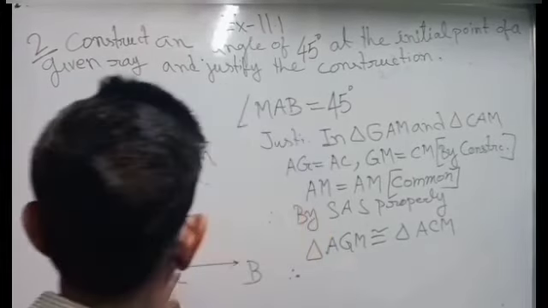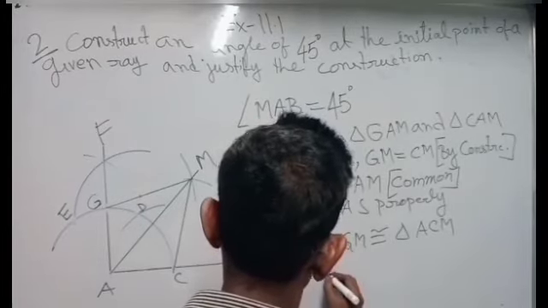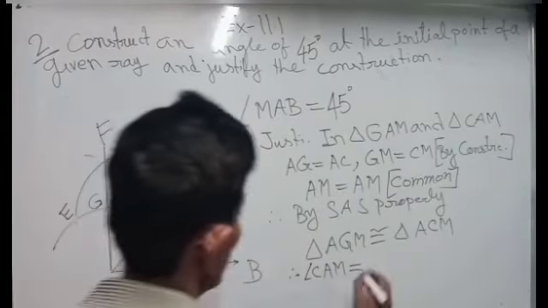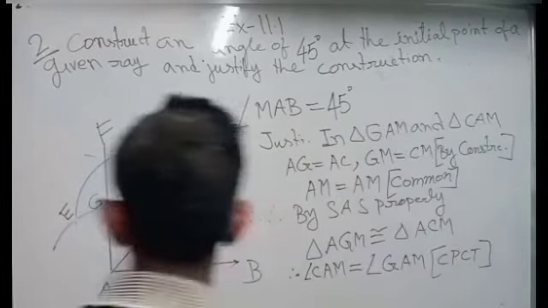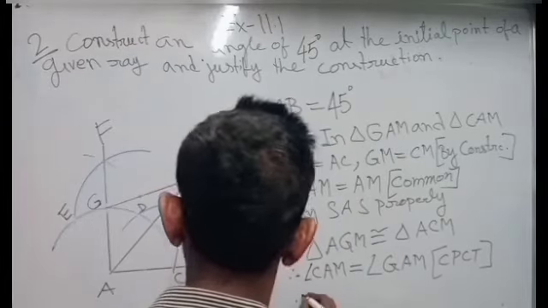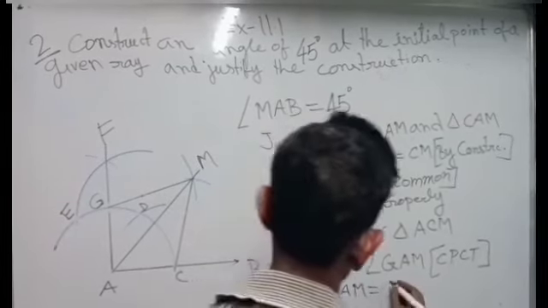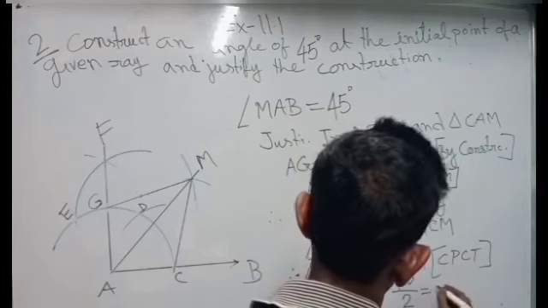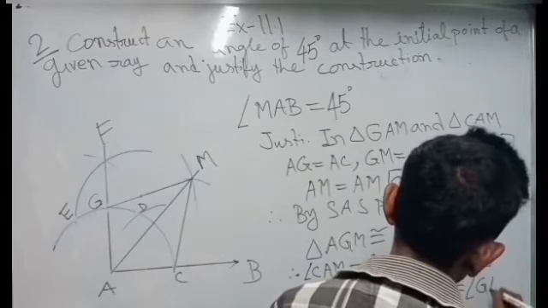Therefore, angle CAM equal to angle GAM, by CPCT. Therefore, angle CAM equals 90 by 2, equal to 45 degrees, equal to angle GAM, both.